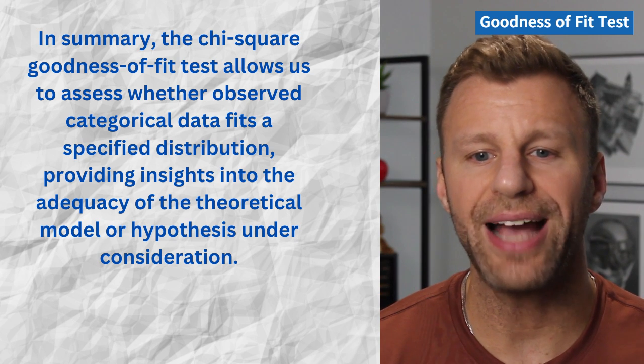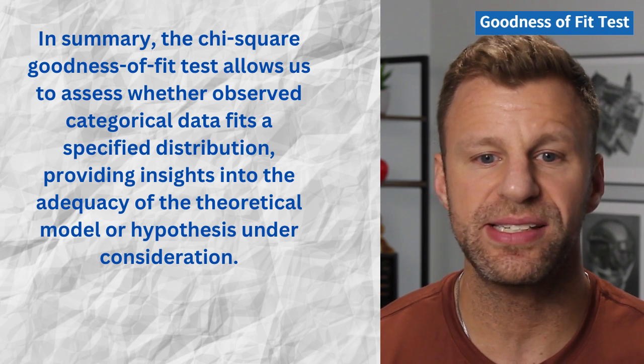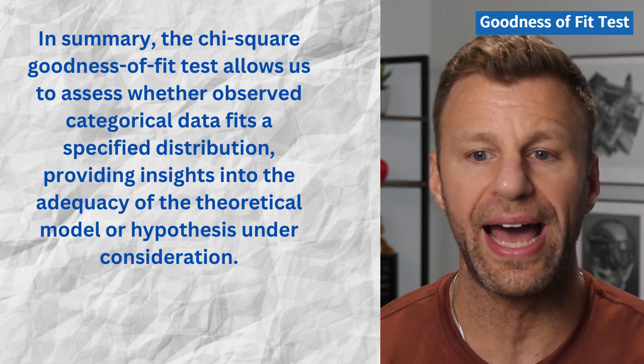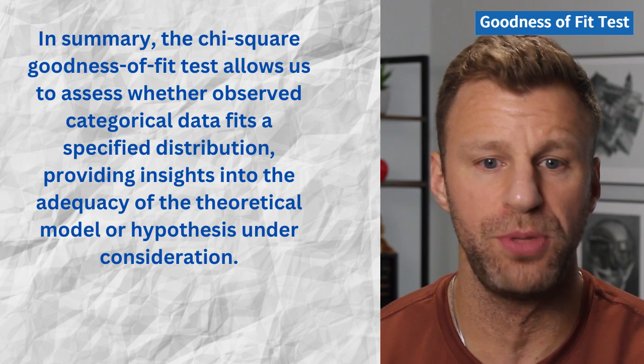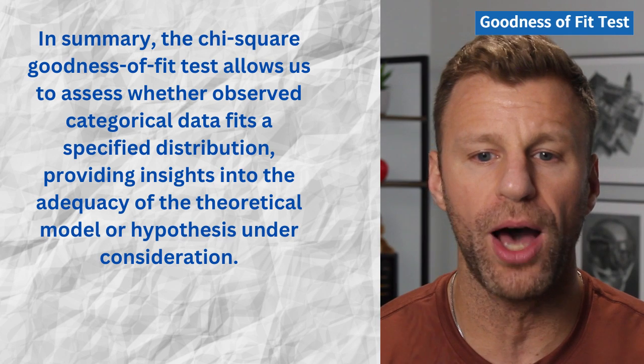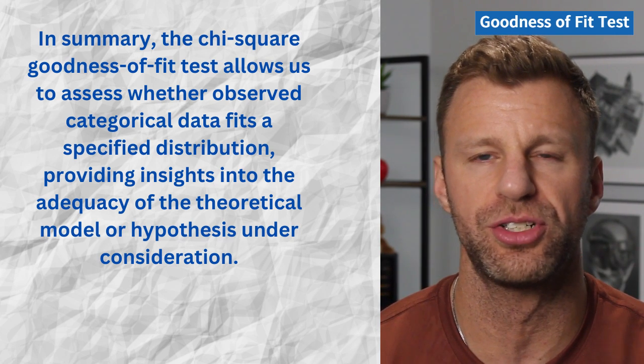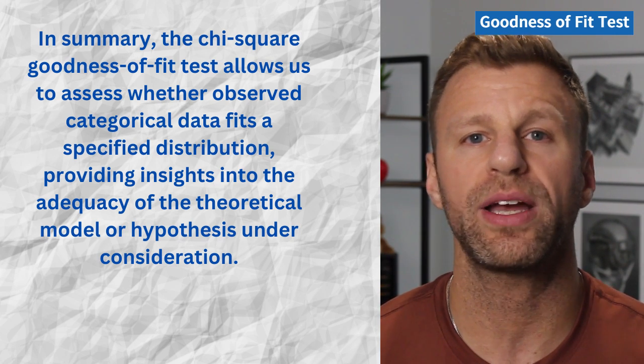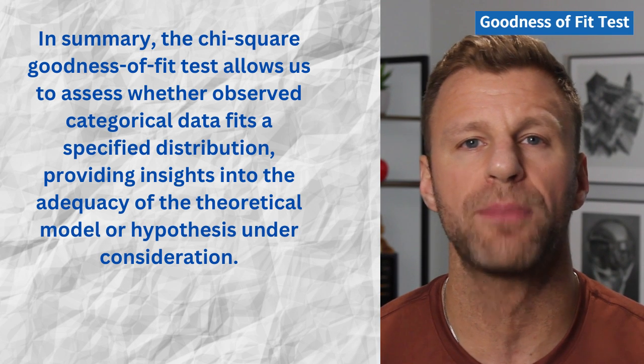In summary, the chi-squared goodness of fit test allows us to assess whether observed categorical data fits a specified distribution, providing insights into the adequacy of the theoretical model or hypothesis under consideration. All right, let's dive into a quick example so we could see how all of those steps work out.